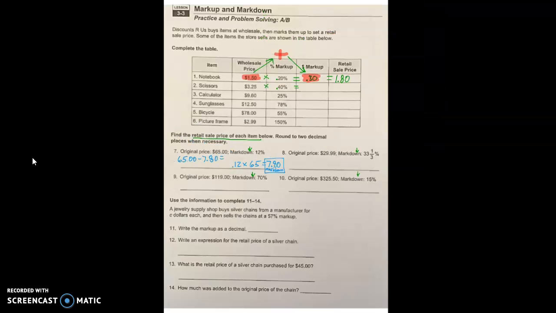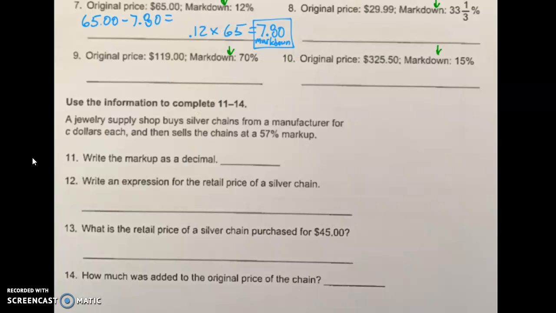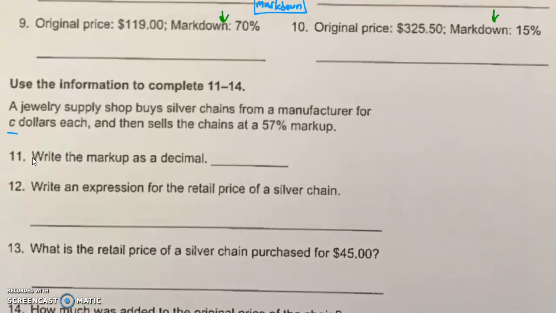Then the bottom, use the information to complete 11 through 14. This walks you through the problem. A jewelry supply shop buys silver chains from a manufacturer for $C each. Okay, that means we don't know how much. And then sells the chains at 57% markup. So let's write the markup as a decimal. Just move it twice to the left. 0.57. And it says write an expression.